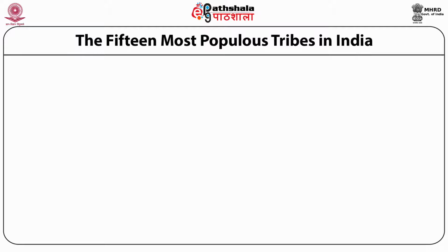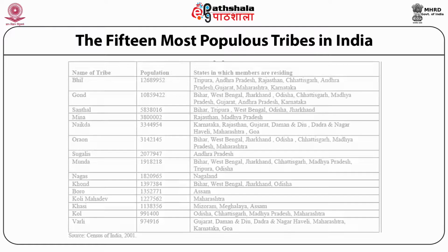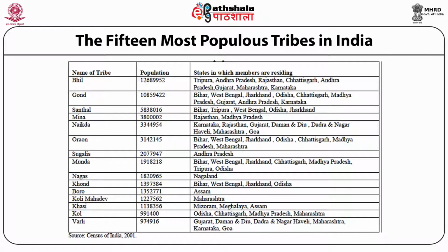In the continuation of understanding tribal demography of India, let me come to know the 15 most populous tribes of India, which are given in this table. There is the name of the tribe, their population and the states in which they are residing. At the top there is Bhil with 1 crore 26 lakh 89,952 population. They are distributed in Tripura, Andhra Pradesh, Rajasthan, Chhattisgarh, Gujarat, Maharashtra and Karnataka.